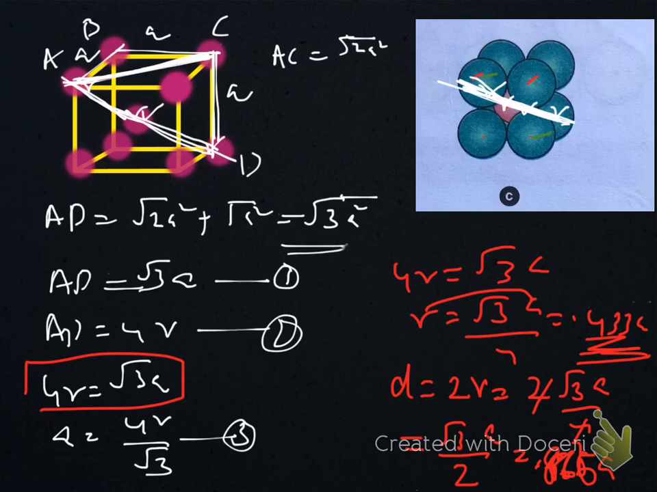So you have many relations here: 3 efficiencies and 3 relations between r and a, radius and edge length, for simple, body centered and face centered systems, and also the relation between nearest neighbor distance d and edge length a. All these 9 relations you have to keep in your mind for going to competitive examinations as well as your theory examinations. Thank you.